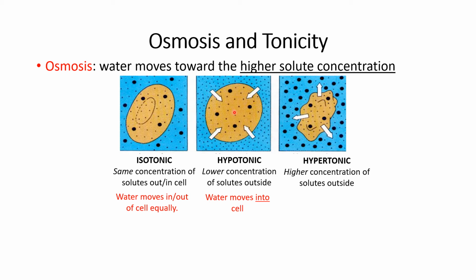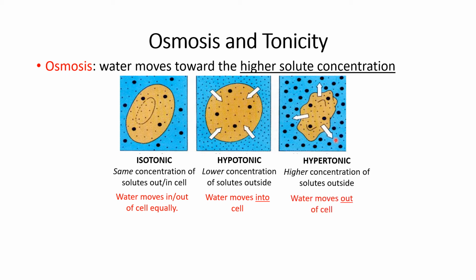Now, if a cell was placed in a hypotonic solution, hypotonic meaning that outside of the cell, you have a higher water concentration and a lower solute concentration. Water likes to go from high water to low water, or from low solute to high solute. Since you have the low solute outside of the cell, and inside of the cell you actually have a higher solute concentration, the water is going to start entering the cell. If you look at the cell under the microscope, you will notice that the cell is going to start swelling up because all of that water is rushing into the cell.